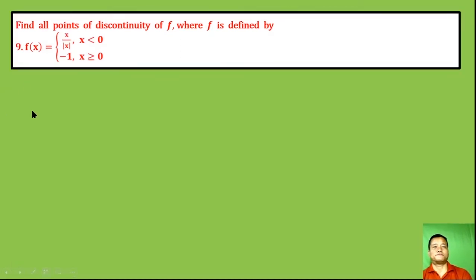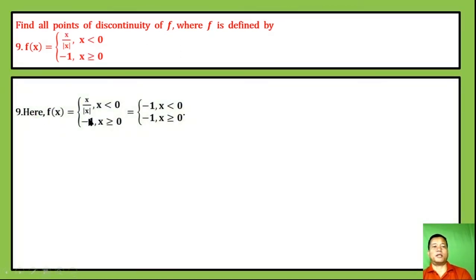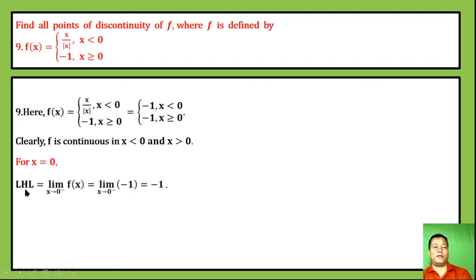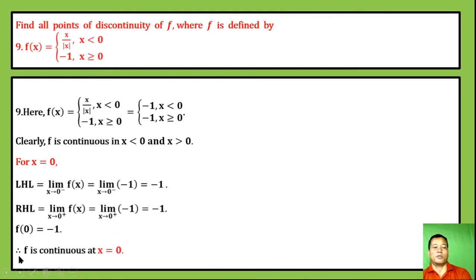Question number 9. The given function is minus 1 when x is less than 0, and minus 1 when x is greater than or equal to 0. Clearly f is continuous for x less than 0 and x greater than 0. For continuity at x equal to 0, left hand limit at 0 is minus 1. Right hand limit at 0 is also minus 1. Function value at 0 is also minus 1. Therefore, f is continuous at 0. F is continuous at 0 already.